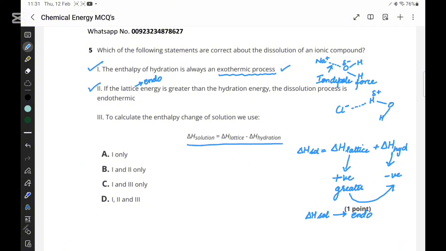But if we are seeing this one, this is wrong. Why? Because enthalpy of solution is equal to lattice enthalpy plus enthalpy of hydration. So that is why this one is wrong. So option B is right, which is saying 1 and 2 are right.